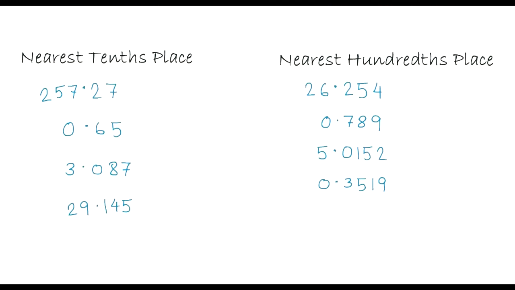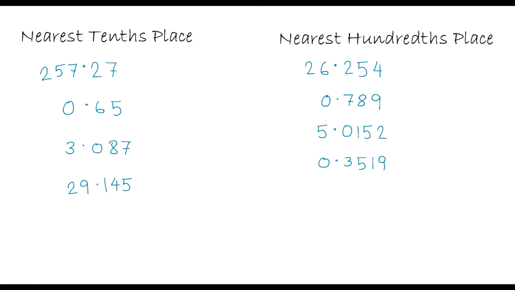Now let's have some decimal numbers. Here we have to round off to the nearest tenths place. Tenths place is the first place after the decimal point. This place is our target place here, and our concentration is on this 7. 7 is more than 5. 2 will become 3. Next is 0. Because 7 is more than 5, 2 will become 3.